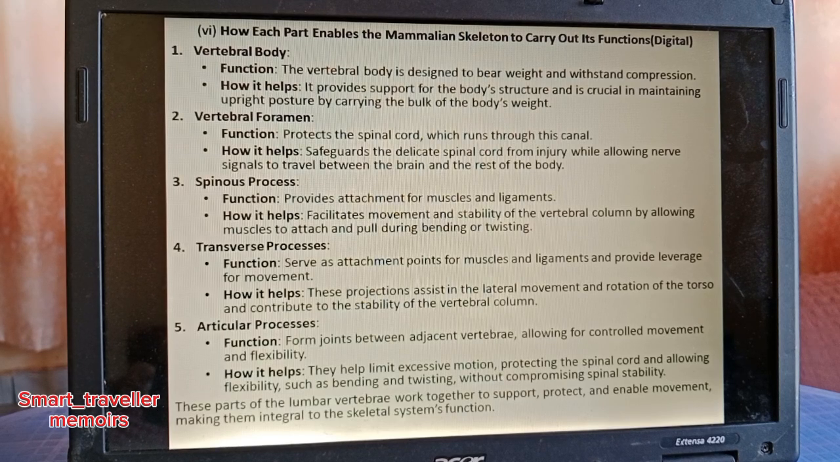Articular processes. Function: form joints between adjacent vertebrae, allowing for controlled movement and flexibility. How it helps: they help limit excessive motion, protecting the spinal cord and allowing flexibility such as bending and twisting without compromising spinal stability. These parts of the lumbar vertebrae work together to support, protect, and enable movement, making them integral to the skeletal system function.